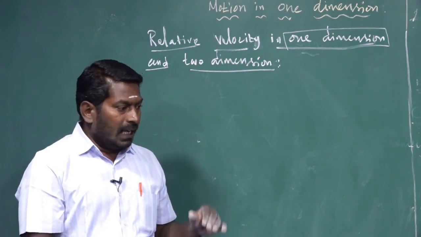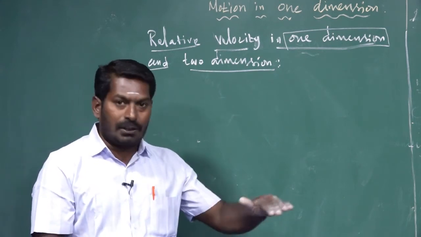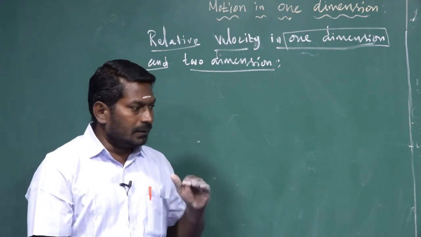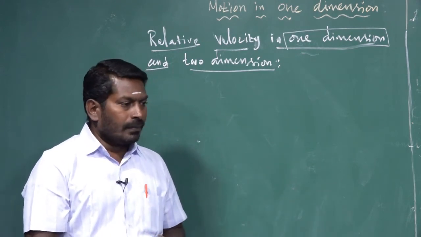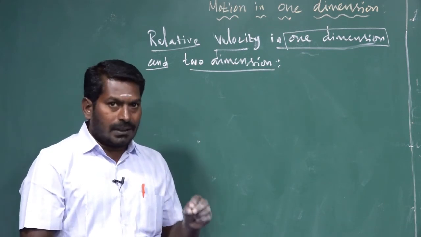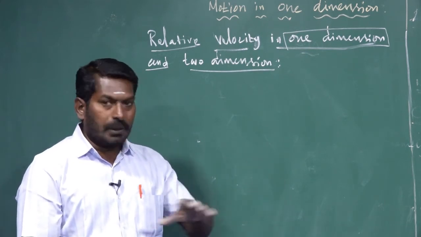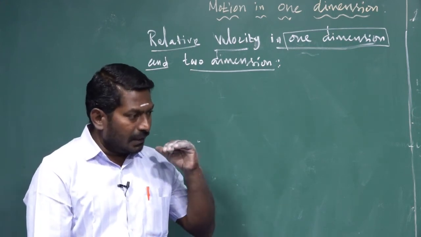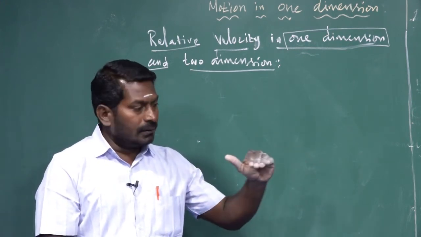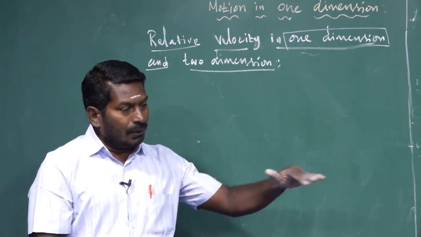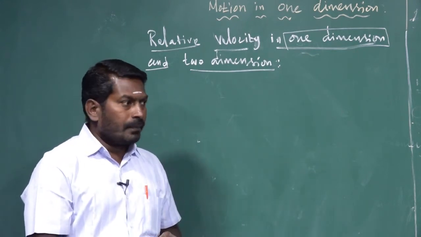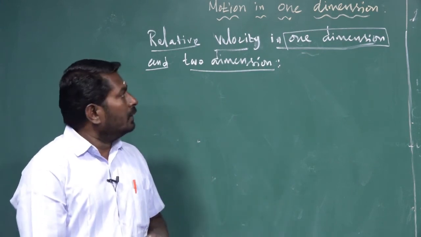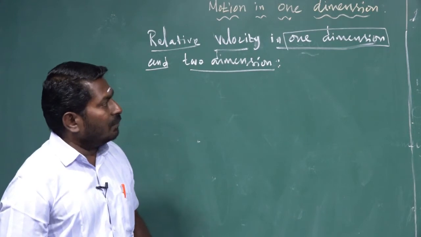So simply, if a bus is traveling along a straight road with a velocity of 50 km per hour in only one direction with respect to ground, it is called the relative velocity of the bus with respect to ground. But ground is the rest position. If a bus is traveling along a straight road in one dimension, it is called the relative velocity of the bus with respect to ground.